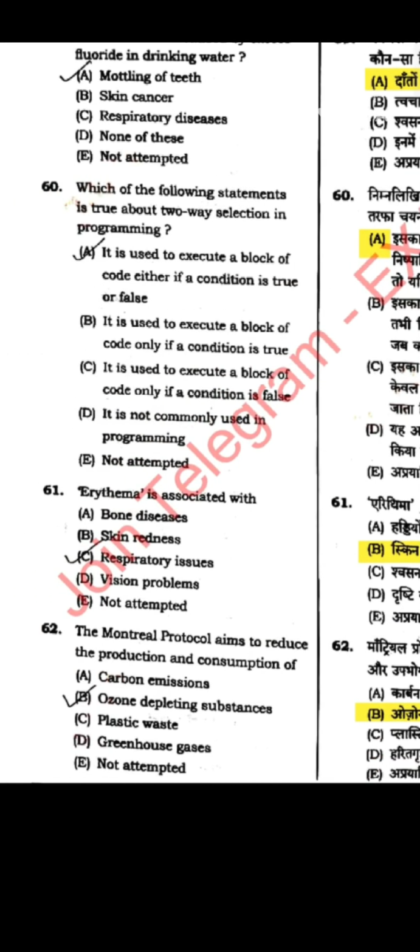Which disease is caused by excess fluoride in drinking water? That is called mottling of the teeth. Which of the following statements is true? Two-way selection in programming is used to execute a block of code either if a condition is true or false.